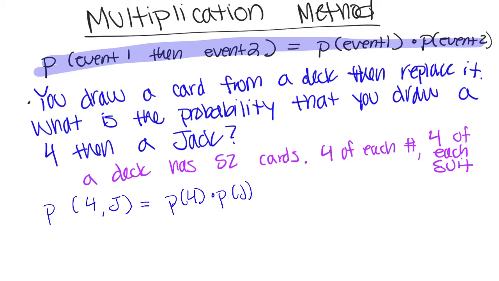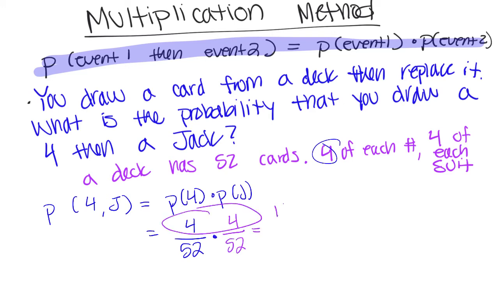Okay? There's 4 of each number. So there's 4 4s out of 52 cards times a jack is a face card, so there's 4 of those. 4 out of 52 cards total. Then I'm just going to do top times top is 16 divided by 52 times 52. It's 2,704. I'm going to try dividing both of those by 4.